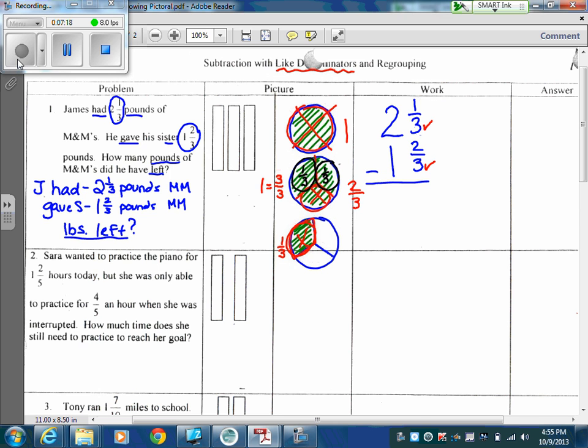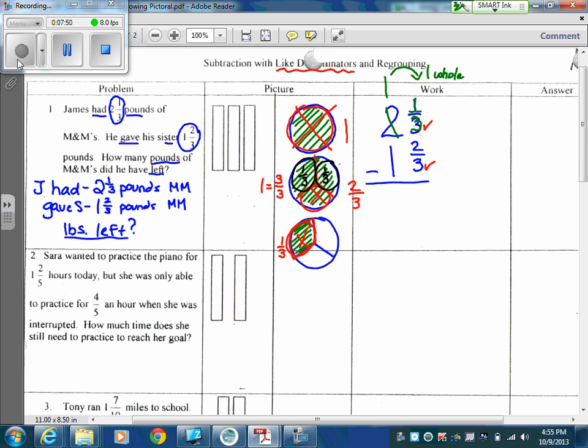Well, my issue is this 1/3 right here. My 1/3, I don't have enough to take away 2/3. So I'm going to borrow from the 2. The 2 becomes 1. I'm going to give 1 whole to the fractions side. But I can't just stick a 1 whole on the fraction side. It's got to be a fraction.